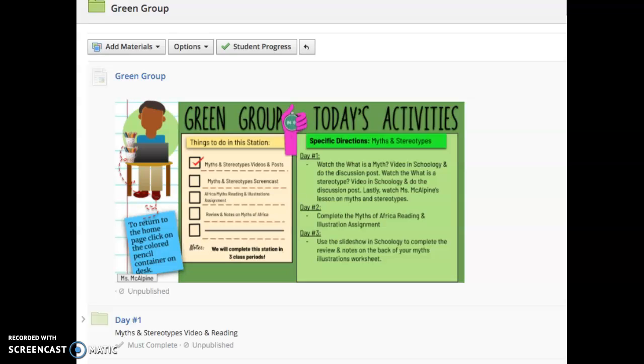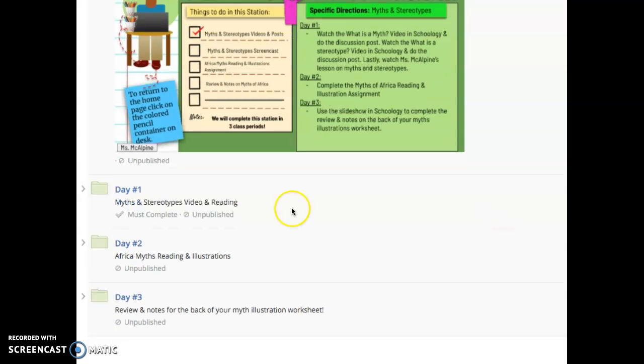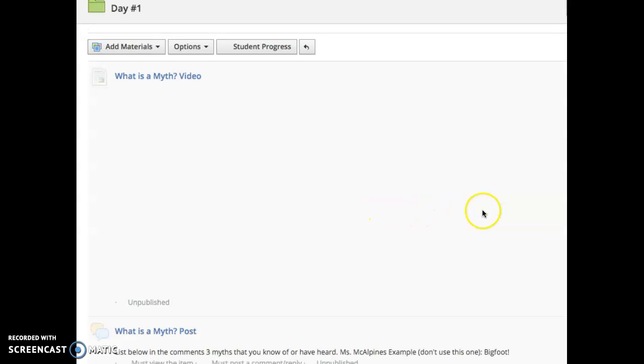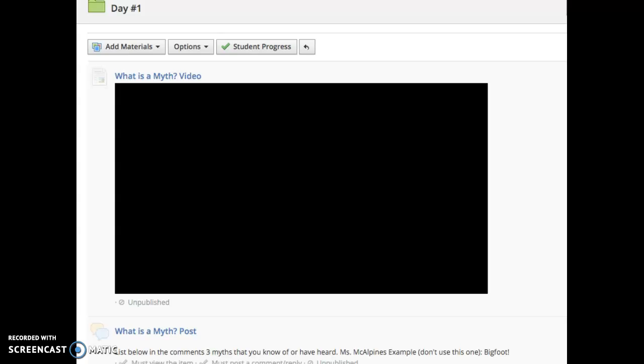We are going to complete this station in 3 different class periods. I have each day broken down for you, and I also have it broken down in folders for you. So day 1, we are going to be learning about the difference between myths and stereotypes.